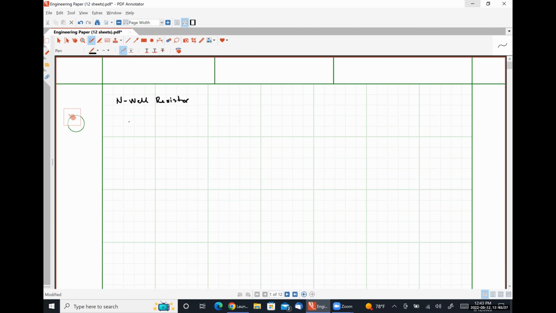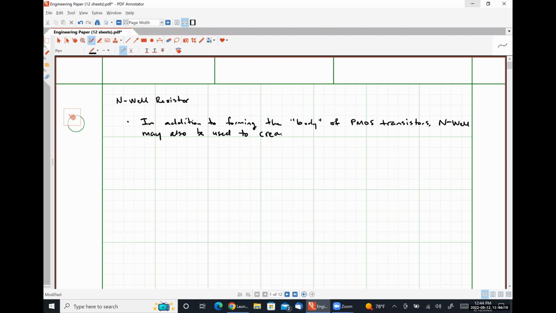resistor. Okay. So in addition to forming the body of PMOS transistors, N wells may also be used to create resistors in CMOS integrated circuits.